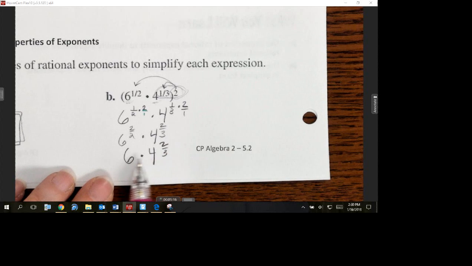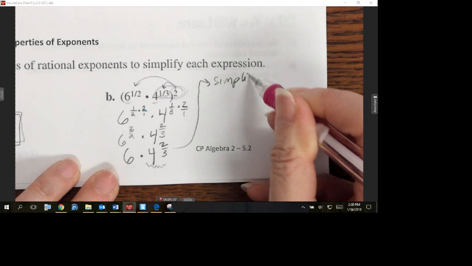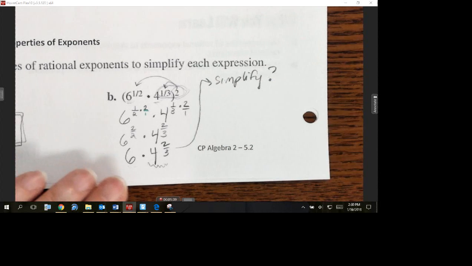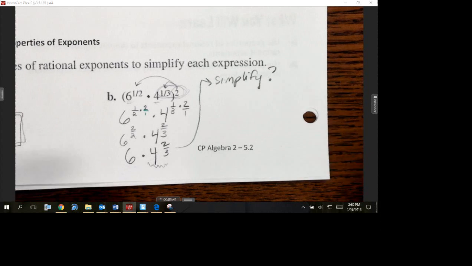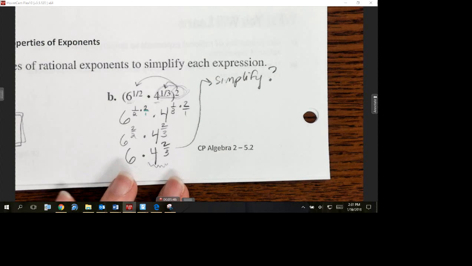Are these the same bases? Then I cannot multiply them together. Can 4 to the 2/3 be simplified? Not sure. Let's see. 4 to the 2/3. So we're going to do what we did last week where we take 4 and factor it down. What does 4 factor down to be? 2 squared.